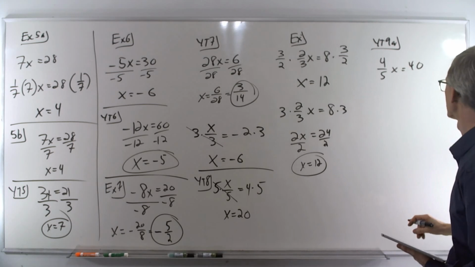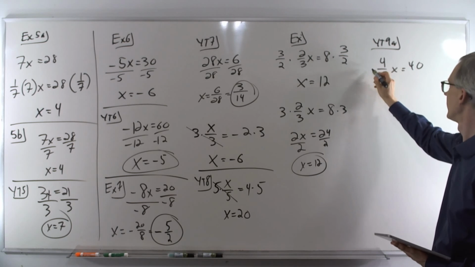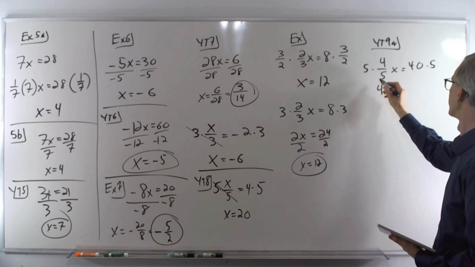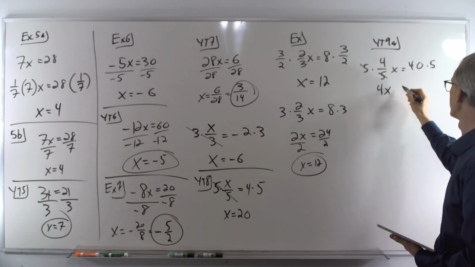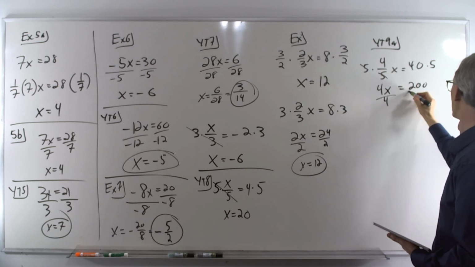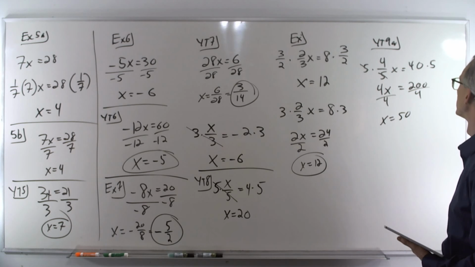So for 4/5 x equals 40, we clear the fraction by getting rid of whatever's in the denominator. So multiply both sides by 5. The 5's cancel, leaving just 4x on the left. 40 times 5 is 200, divided by 4, and x equals 50. So that's one way to write it.